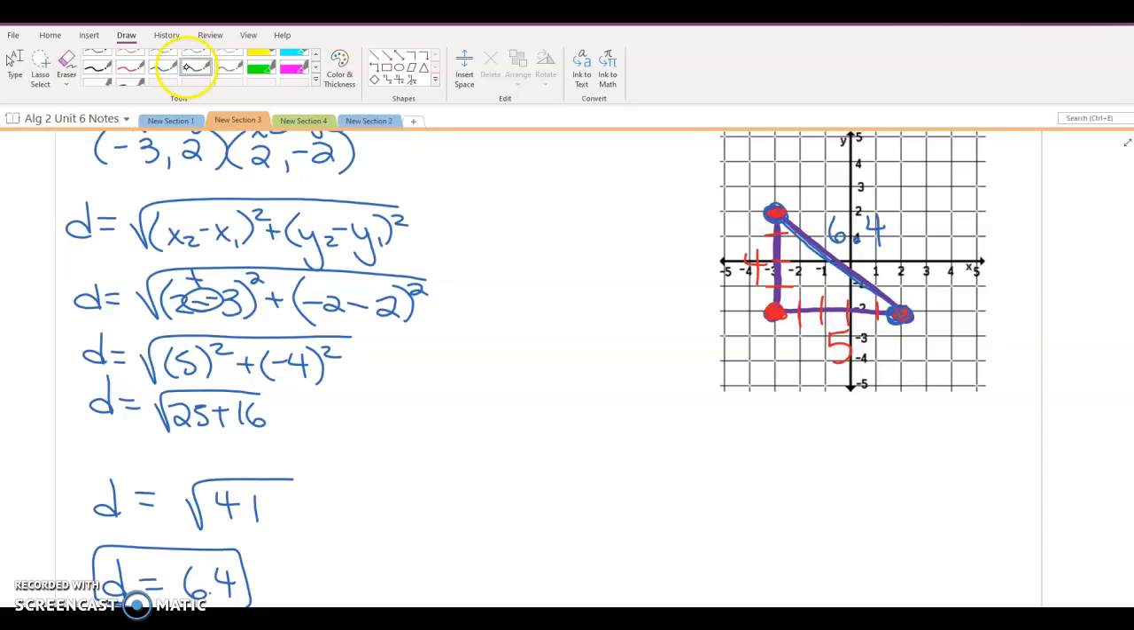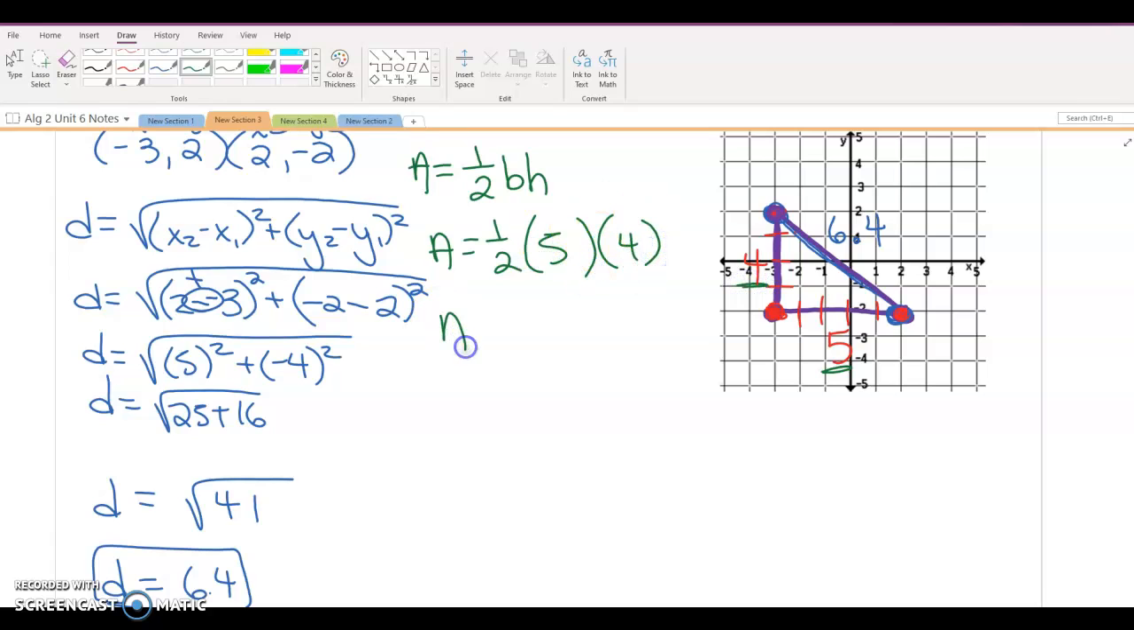So what's our area formula for a triangle? Yeah, 1/2 times base times height. And 1/2 times, we said the base was 5, times our height was 4. And so 1/2 times 5 times 4 should give us 10. You got it, very good. Units squared.